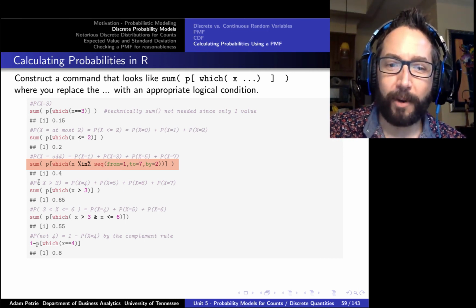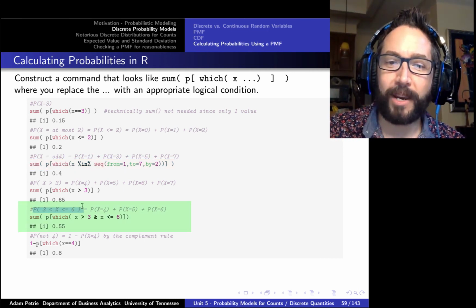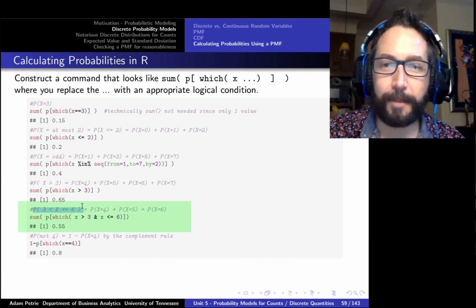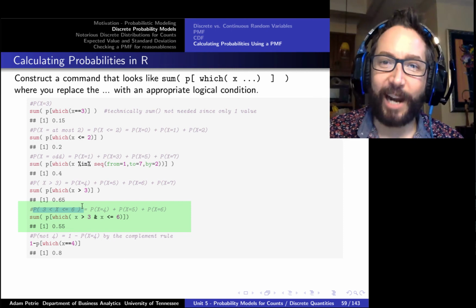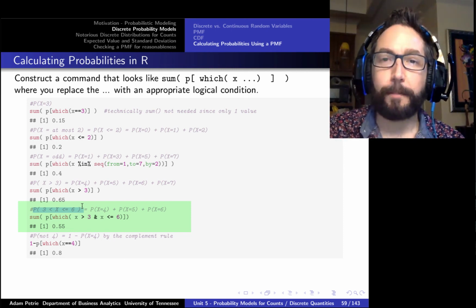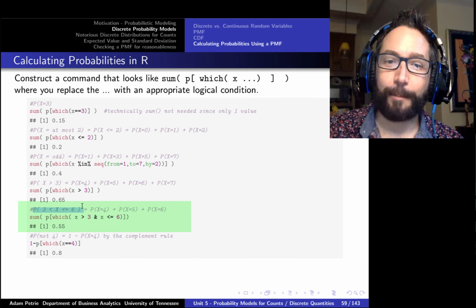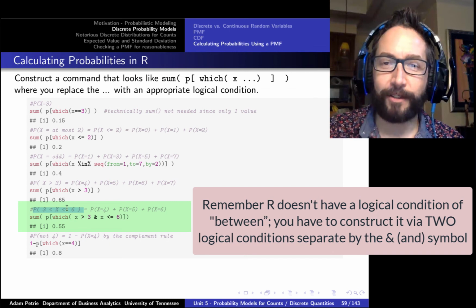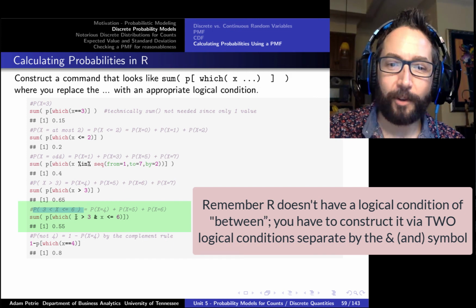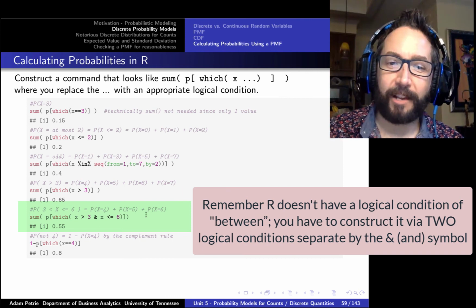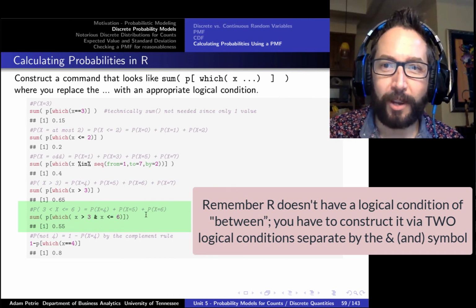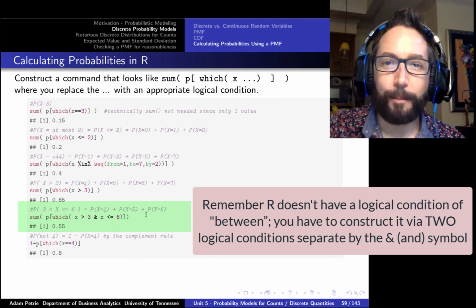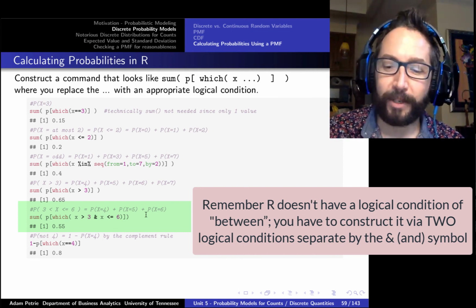So, for example, if I wanted to know the probability that x is between 3 and 6, which doesn't include 3 but does include 6, the way I would write that logical condition is to combine two logical conditions separated by the ampersand. Unfortunately, R doesn't understand writing a range of values like that. You actually have to write two conditions that give you that range. So x greater than 3 and x less than or equal to 6 describes that logical condition. We'll put that inside of a which, put that inside square brackets referencing p, put that inside of a sum function, and there we go, we have our values.